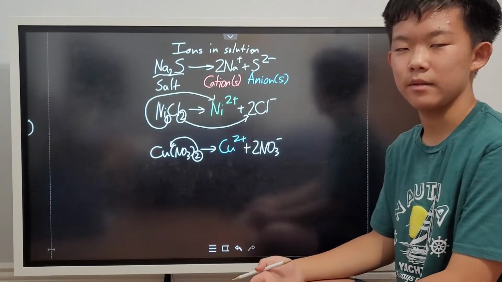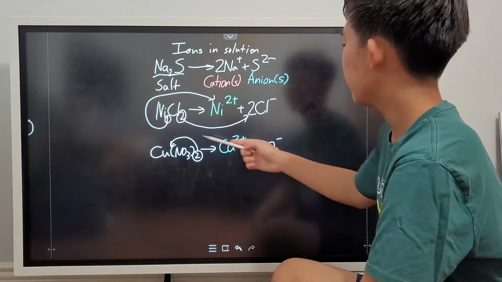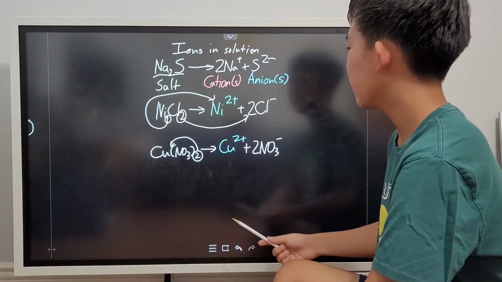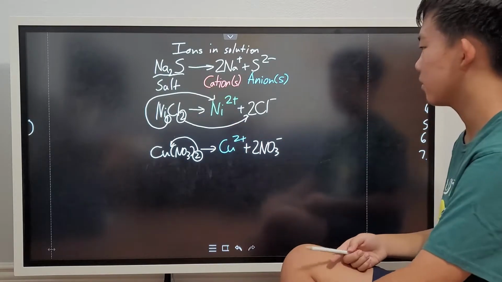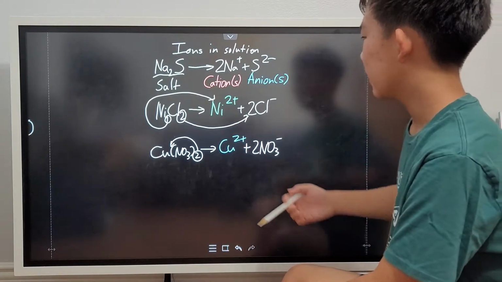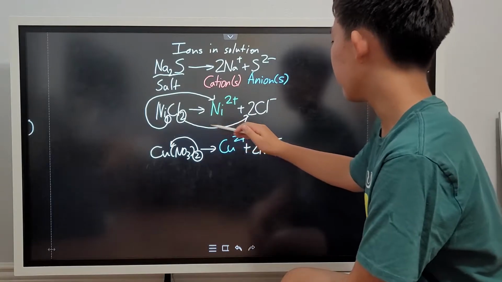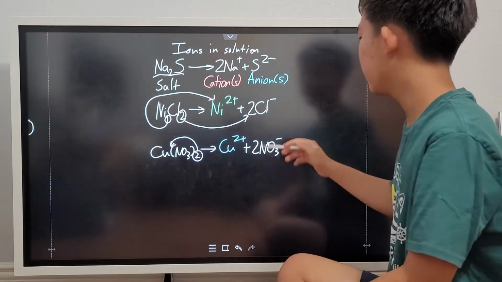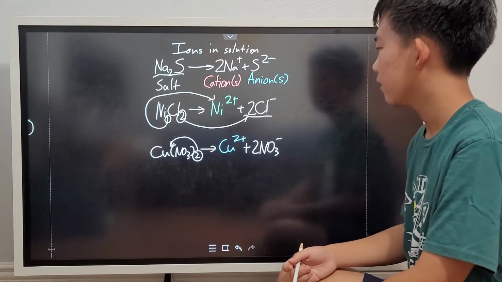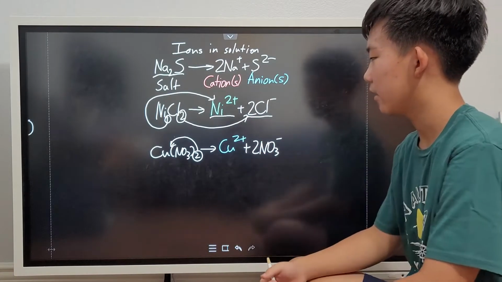Let's look at another example. For nickel 2 chloride here, nickel will become nickel 2 plus, and the chloride will dissolve to form chloride ions. Except because we have a subscript of 2 here, it will now become the coefficient of chloride. So there will be 2 chloride ions in solution for every 1 nickel 2 plus ion.